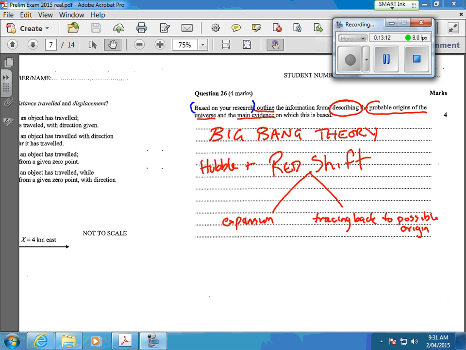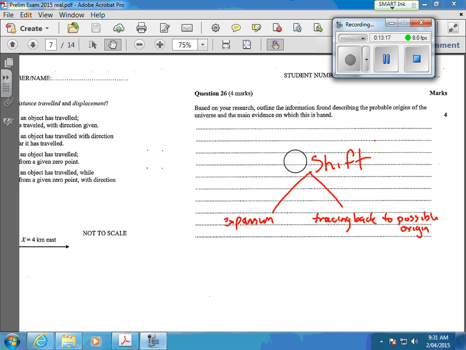Okay. Now, one of the things that you have to be careful of is if you use 4 bits of evidence that all point back to everything being in the same spot at the same time, all you've done is you've outlined reasons for one thing. You actually need 4 bits of evidence which are different to get the 4 marks on it. So that's what you need to think about there.